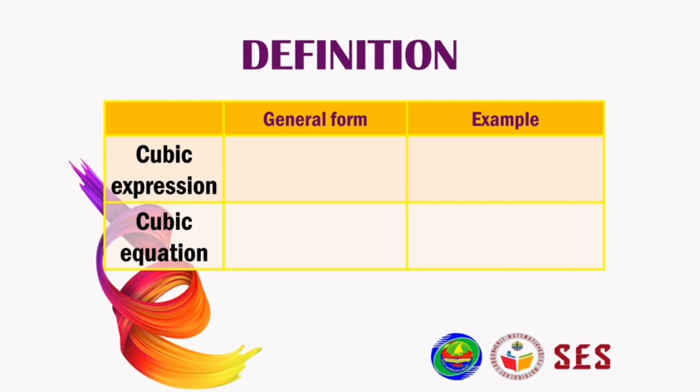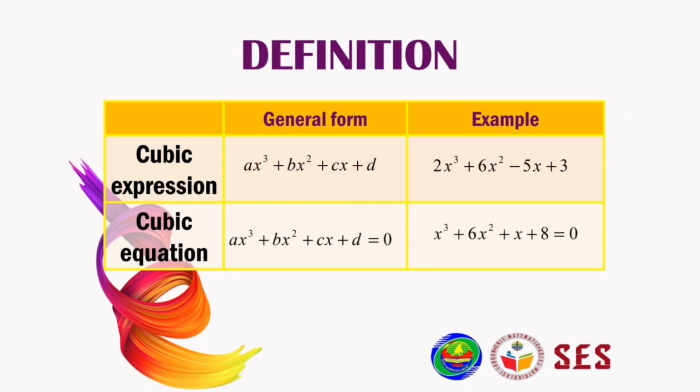First of all, let us recognize the difference between cubic expressions and cubic equations. When we say cubic expression or equation, it means that the highest power of the variable is to the power of 3. This is the general form and example for a cubic expression, and this is the general form and example for a cubic equation. Whenever we say cubic equation, it means that we rearrange the equation to have 0 on the right hand side so that we can solve the equation.